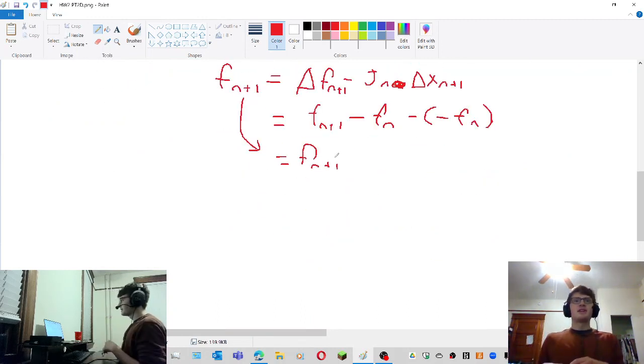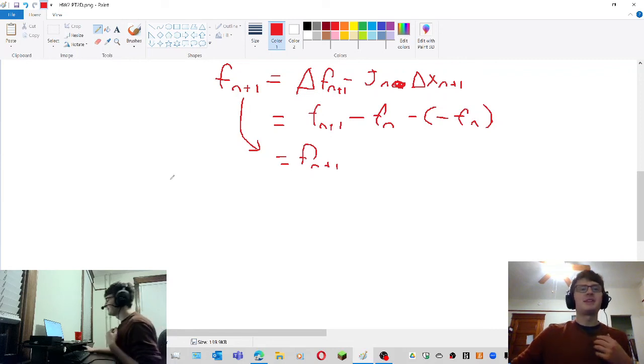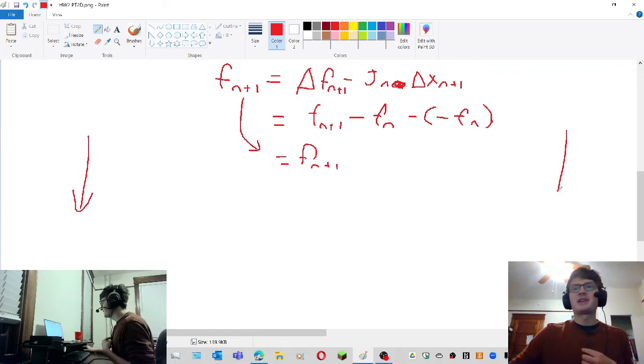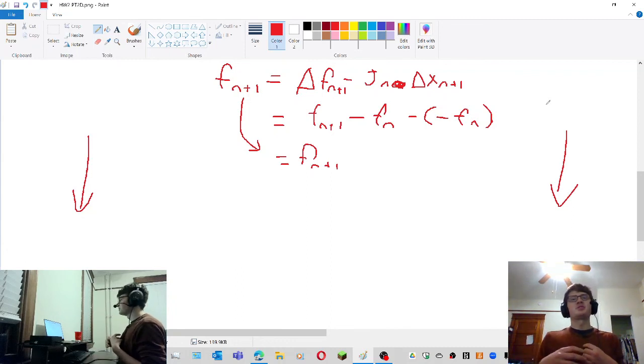I'm realizing that I've got one camera in this corner of the screen and one camera in this corner of the screen. So hopefully that wasn't too distracting.